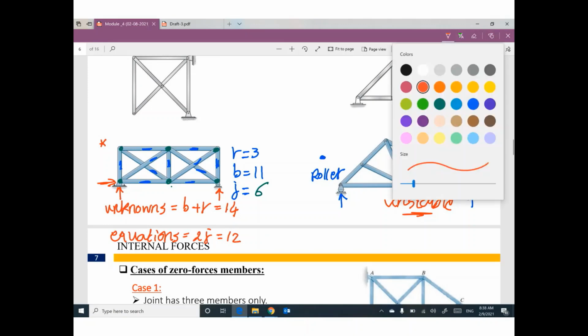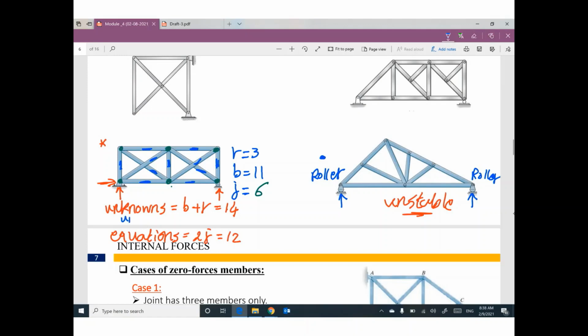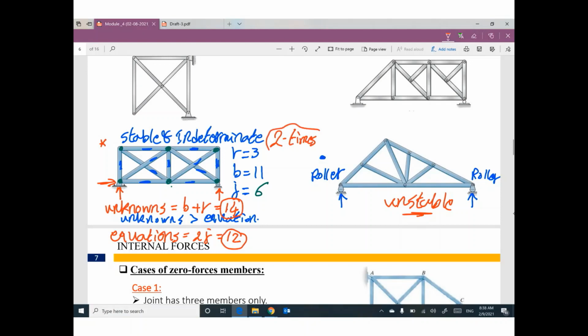That means the number of unknowns is greater than the number of equations. If you go back, this truss will be stable and indeterminate. How many times is this structure indeterminate? The number of unknowns is greater than the number of equations by 2, so 2 times. Statically indeterminate. Easy? Very easy.